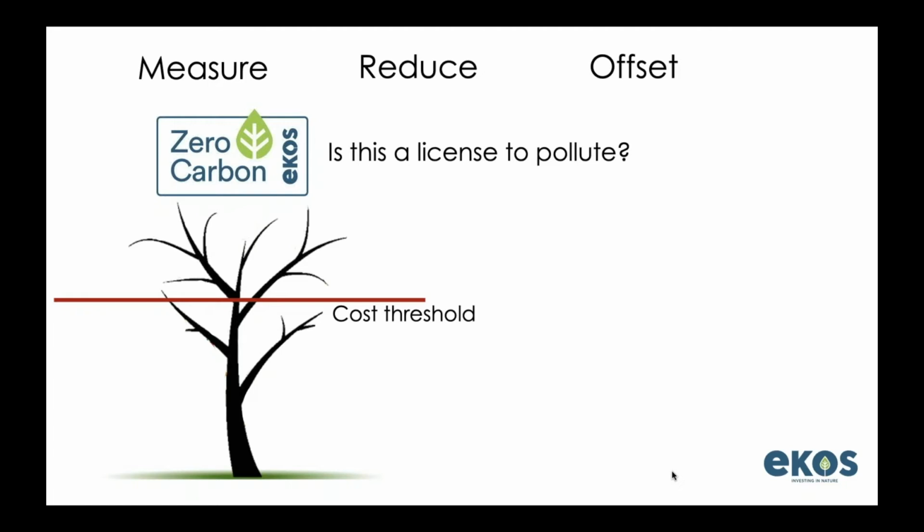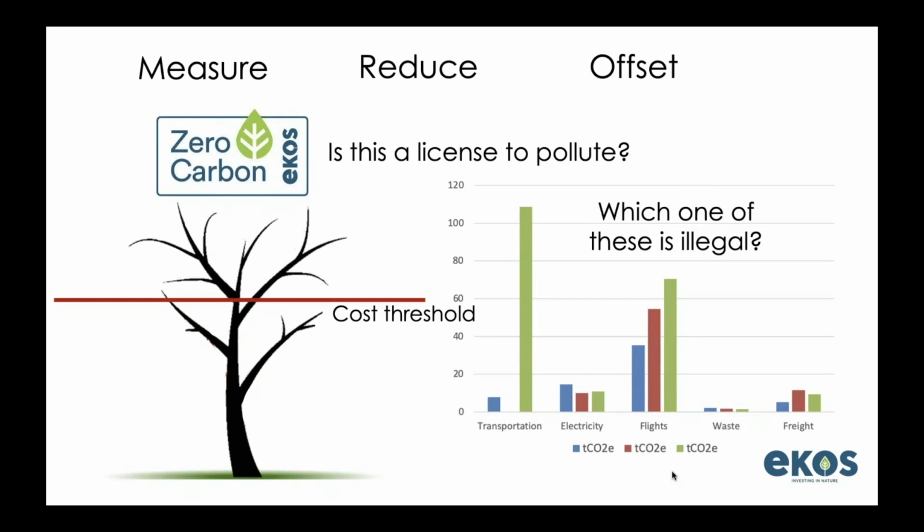But before I do, I just wanted to reflect on this notion of offsetting. Sometimes people say to me and my staff, and I hear it in the community, that some people think that offsetting is a kind of license to pollute, and zero carbon is just one of these licenses to pollute. In response to that, I would invite you to reflect on the emissions that we're trying to eliminate, and ask ourselves, well, which ones of those are illegal? And in fact, transportation, electricity, flights and freight and waste, none of these are illegal. So the fact is we've all got those licenses already.